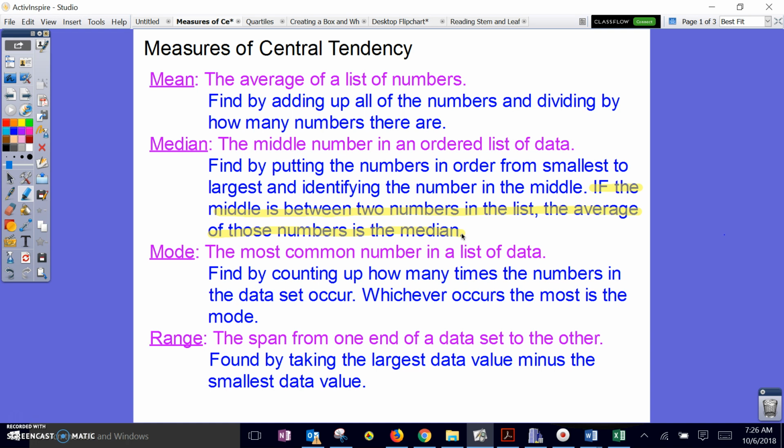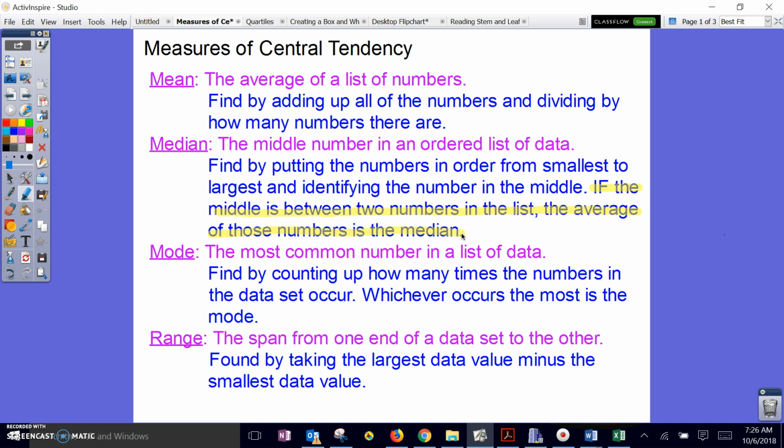And then the last characteristic we're talking about today, which really isn't a measure of central tendency, but we see it lumped in with these three a lot, is the range of a data set. The range basically is the span from one end of the data set to the other. How wide are the number values in our data set? And in order to find the range, all we're going to do is take the largest data value minus the smallest data value. So that's how we find these four characteristics.